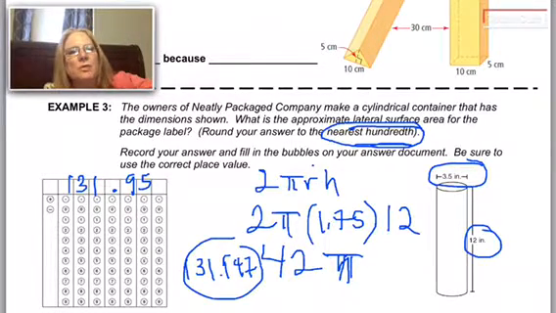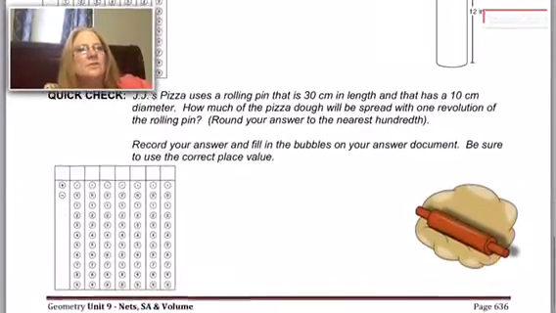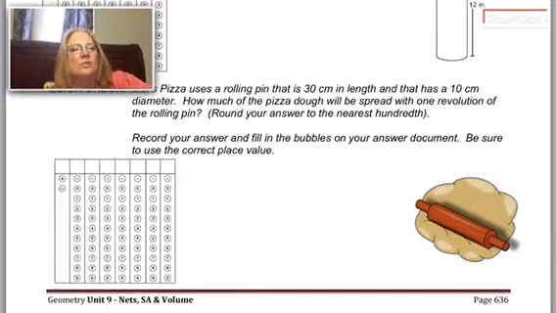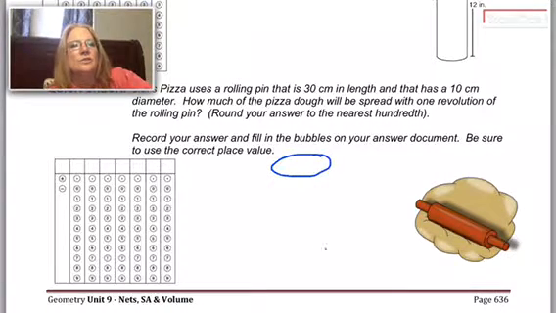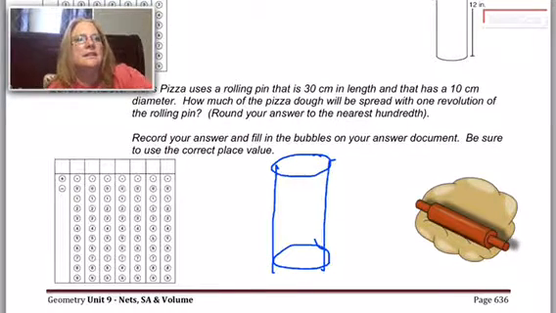Okay, I think we just have one more. Now on this one here, you have to think a little bit. It says JJ's Pizza uses a rolling pin that is 30 centimeters in length and has a 10 centimeter diameter. So let me kind of try and draw that. It is cylindrical, so it's going to look like this. And it says that it is 30 centimeters in length and has a 10 centimeter diameter.